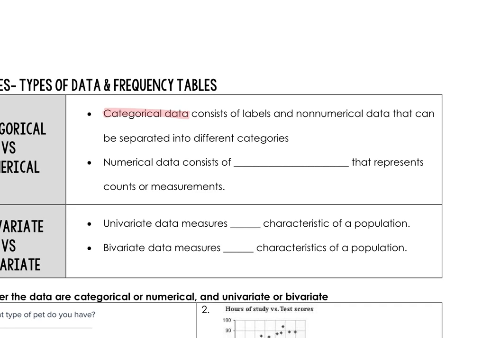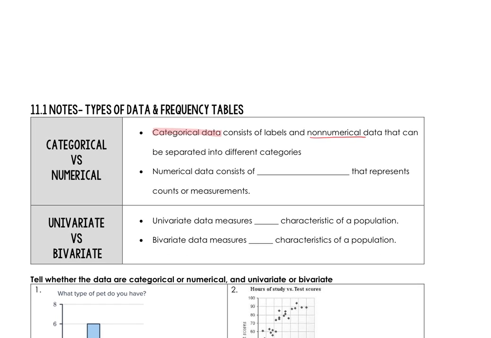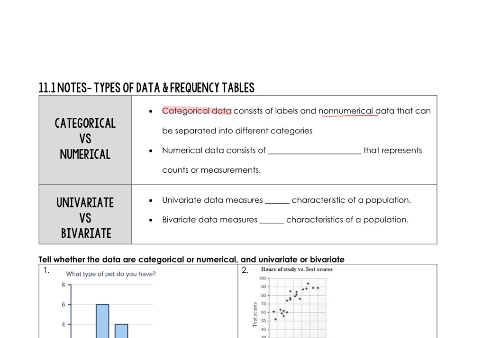Categorical data consists of labels and non-numerical data that can be separated into different categories. So when we think of categories like favorite food, favorite animal, favorite subject, favorite brand, favorite restaurant, whatever, all of those things are categories, okay? So if you're collecting data on something that's non-numerical or something that's separated into categories, then it's categorical.